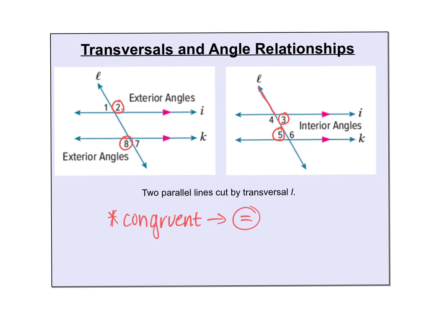Remember, this line here that cuts through them is called a transversal. So again, we learned that earlier in the chapter, but I just wanted to kind of review it. And then these little lines here mean that they are parallel lines.